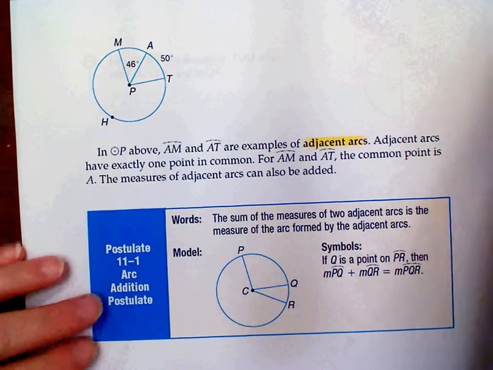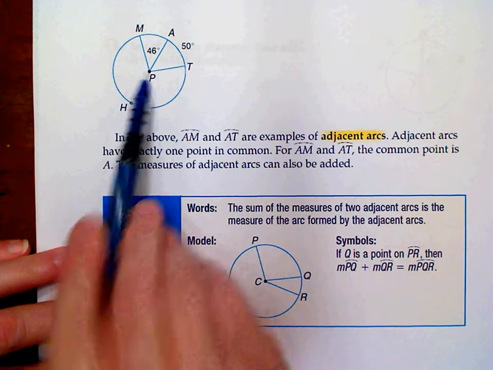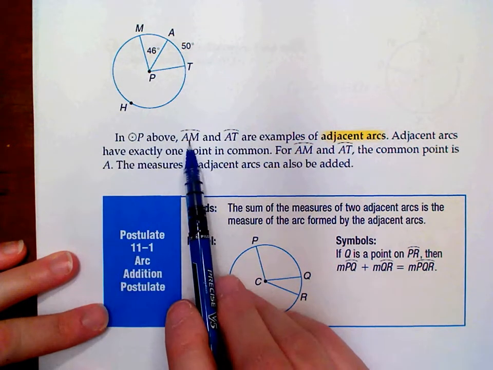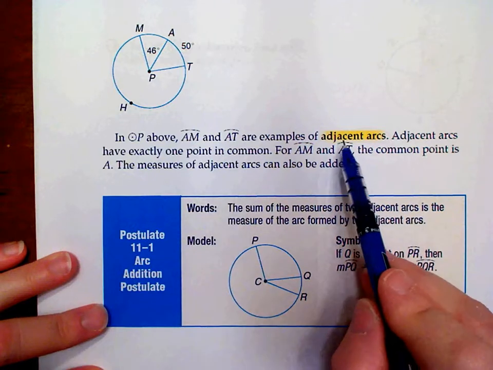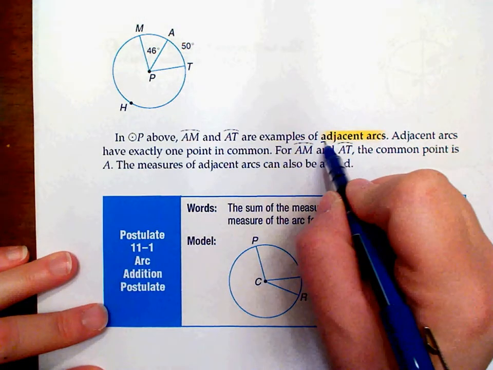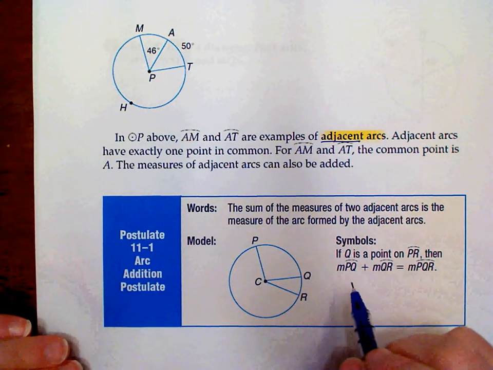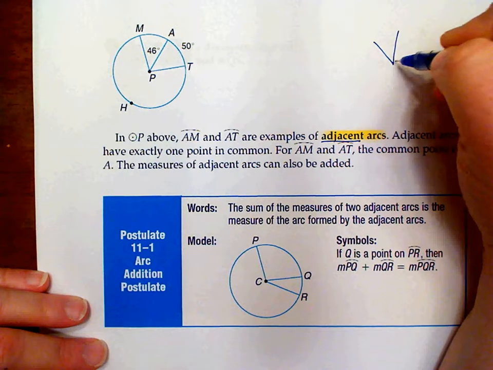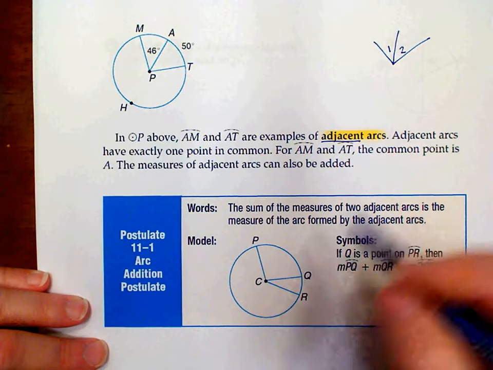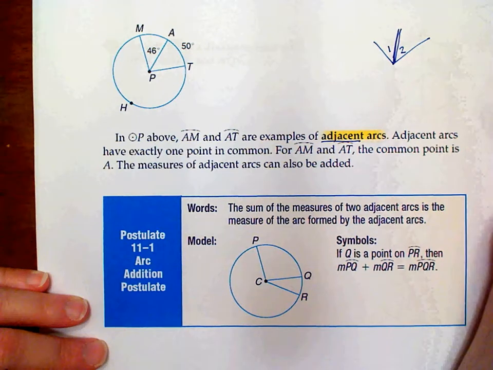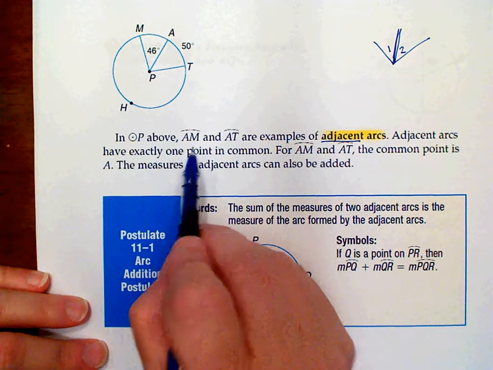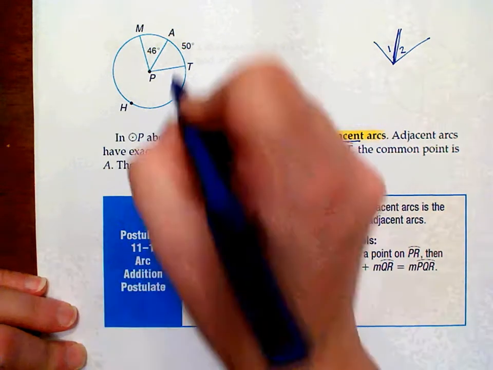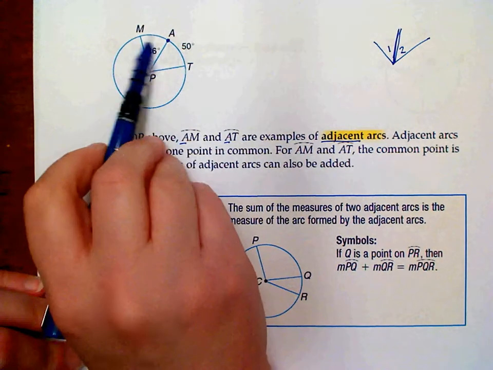Okay, so in circle P here, the circles are named by their center point, so that's how we name a circle. Arcs AM and AT are examples of what are called adjacent arcs. We've used this word before. Adjacent just means next to, and they have to share something in common. For example, these 2 angles are adjacent angles because they share a side. Adjacent arcs have to share a common point, and you can tell by their name what point that is. It's point A. Since they share a point, those are called adjacent arcs.